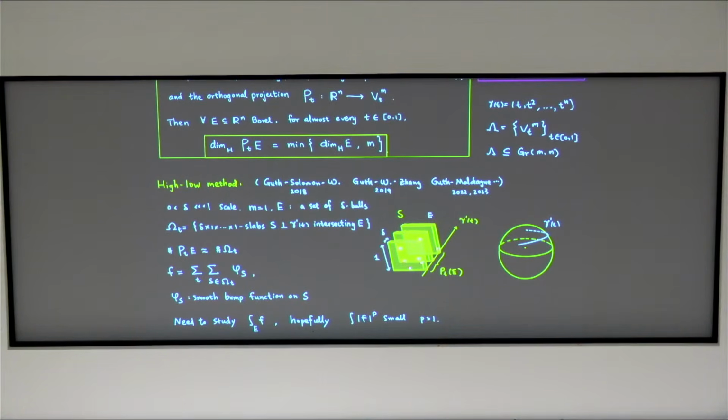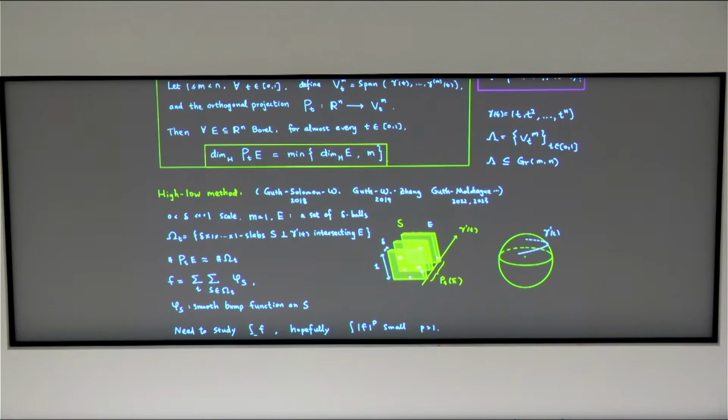So to show that the projection image has large dimension can be rephrased as follows. For each direction gamma prime t, we use some slabs that are normal to this direction to cover our set. And we want to show that we need a lot of slabs to cover it. So this means that for one of the directions, the projection image should be large. So how do we show that we need a lot of slabs to cover it?